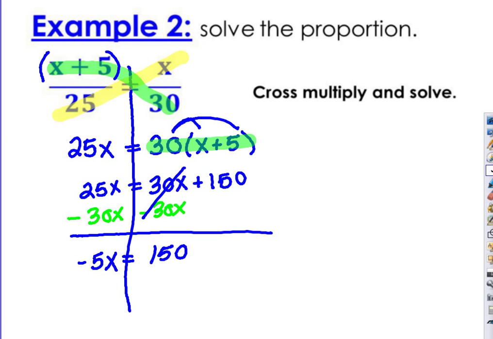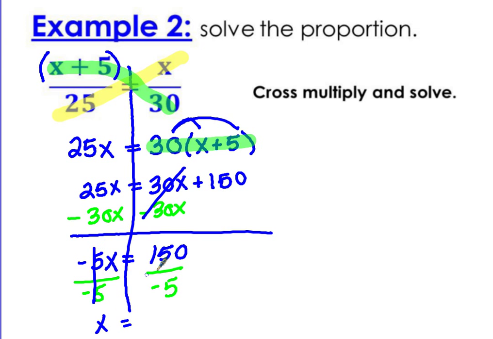So my next step would be to box my variable and solve, but there's no need to actually put a box around it because there's nothing else I can do with it. So I'm going to go ahead and get rid of negative 5, so I'm going to divide by it. When I divide by it, that goes to 1, so I'm left with x on this side. And on this side, I get a negative 30.